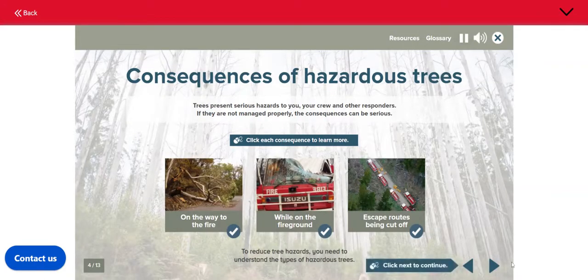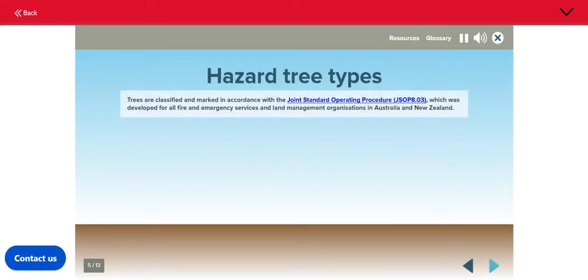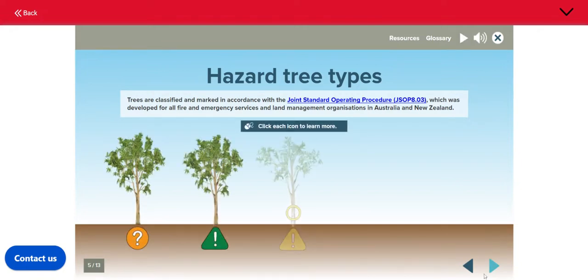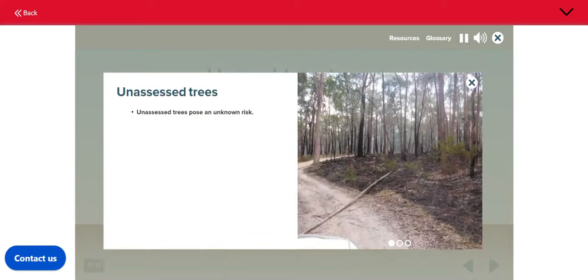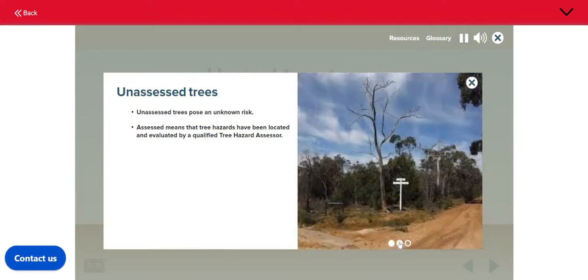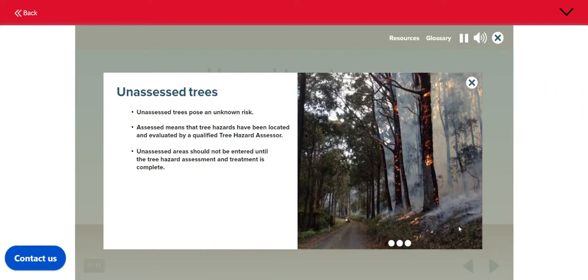To reduce tree hazards, you need to understand the types of hazardous trees. Trees are classified and marked in accordance with the Joint Standard Operating Procedure, which was developed for all fire and emergency services and land management organisations in Australia and New Zealand. Unassessed trees pose an unknown risk. Assessed means that tree hazards have been located and evaluated by a qualified tree hazard assessor. Unassessed areas should not be entered until the tree hazard assessment and treatment is complete.